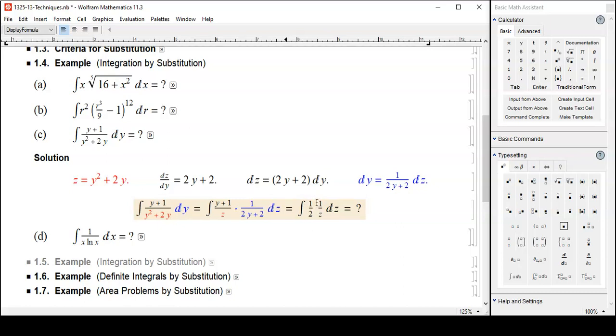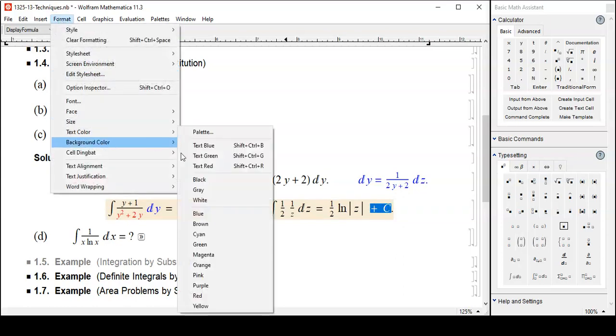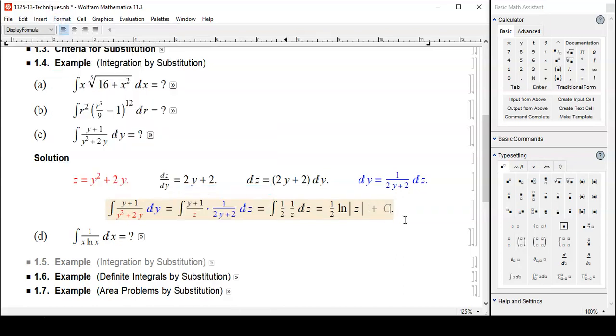1 over z, what's that antiderivative? Do you see this log function here? Or you can see that this is actually z to the negative first power. Either way, you'll see 1 over z function there. So there's a review.